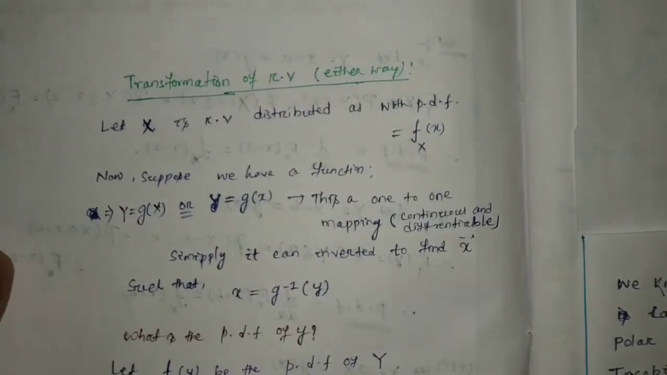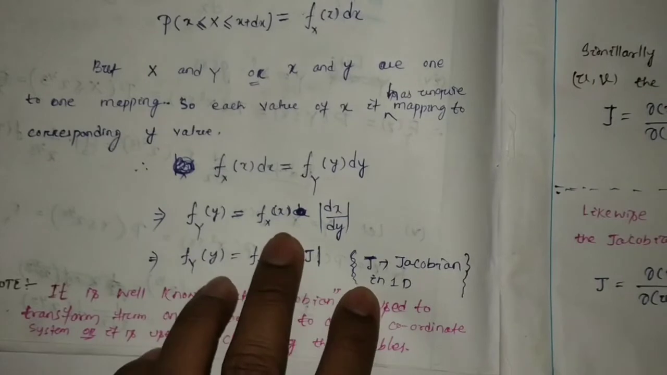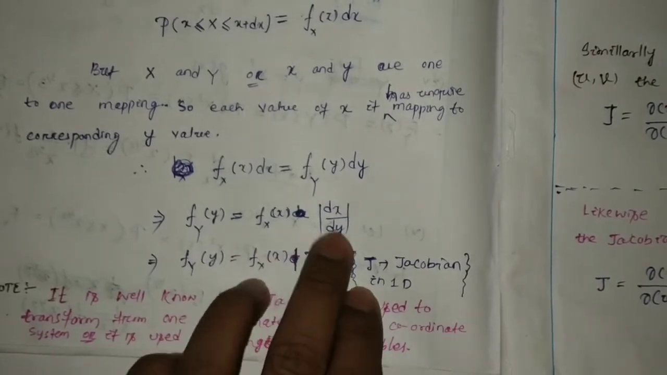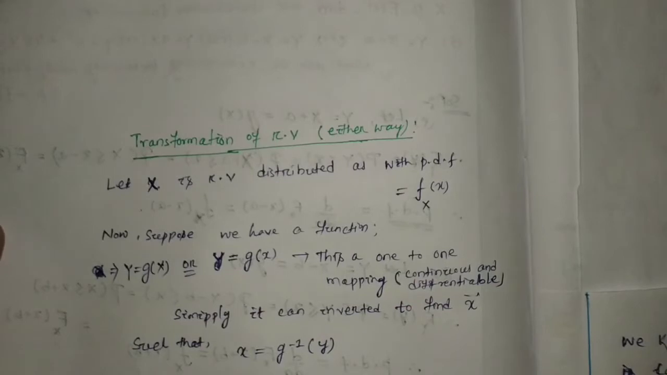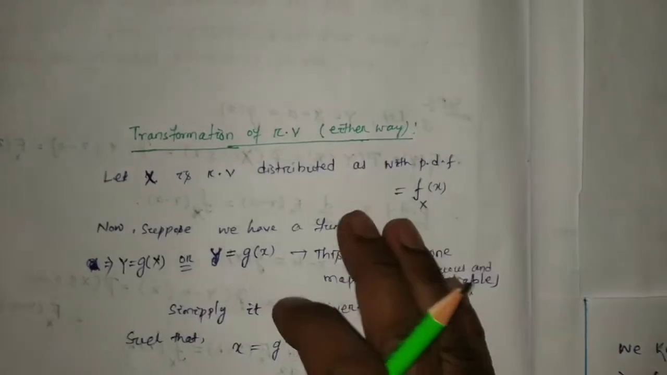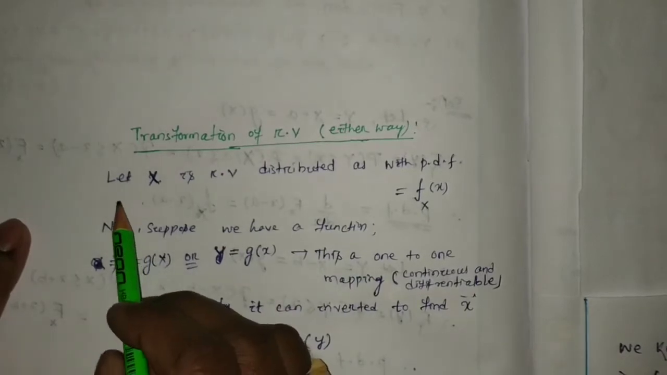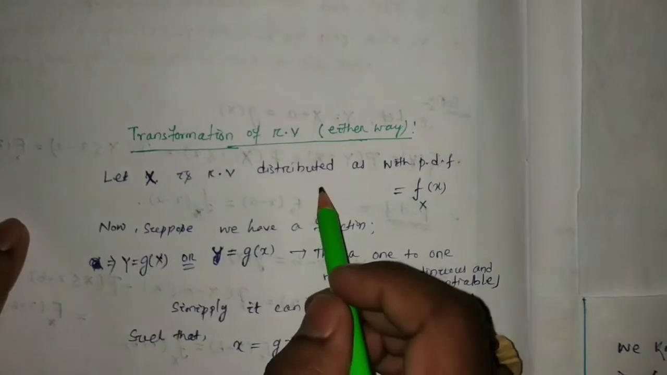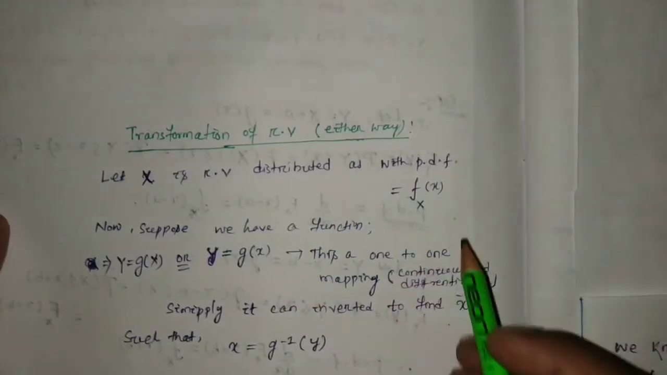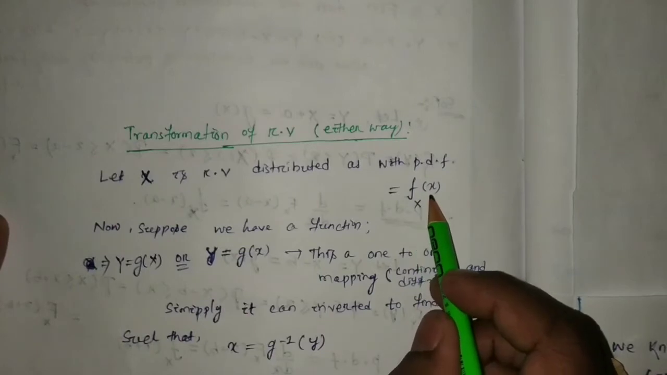Either way we can prove this one, that PDF of y is equal to the given PDF of x into dx by d modulus of dx by dy. So in this way, how we are going to prove it, you watch carefully. Now let x be a random variable distributed with PDF, small f of x, which is a function of x.